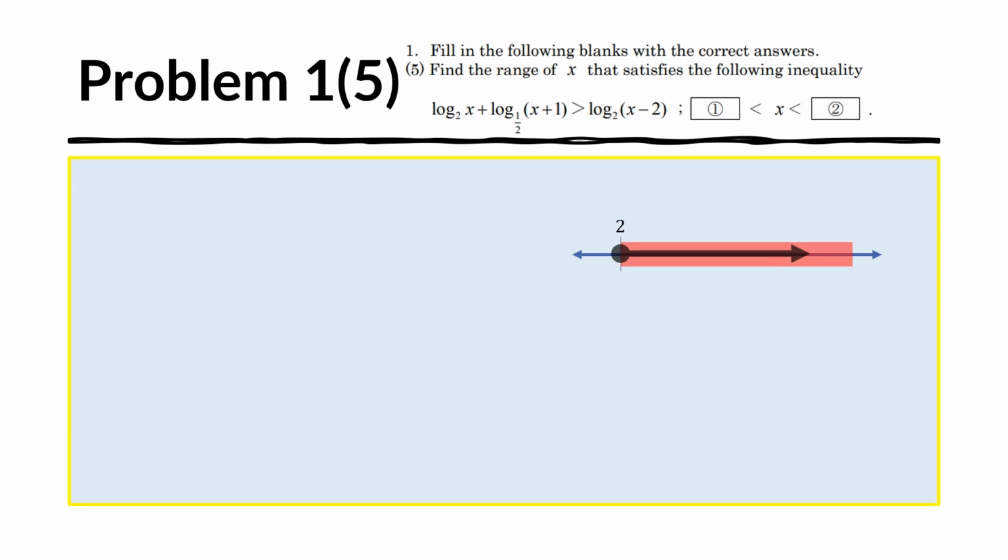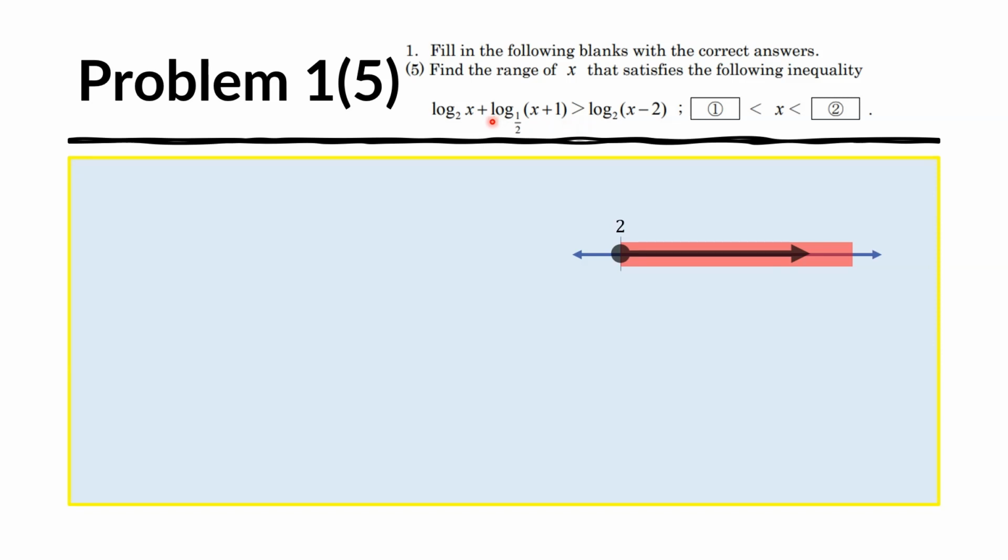Now I redrew our number line so that the 2 is now here, because we now know that everything to the left of 2 is not part of our answer. Only those to the right of 2 are possible to be part of our answer. So we draw it this way. And now we will try to manipulate the given equation, or rather inequality, so that it is easier to visualize.